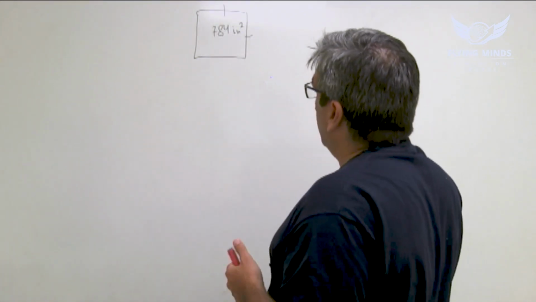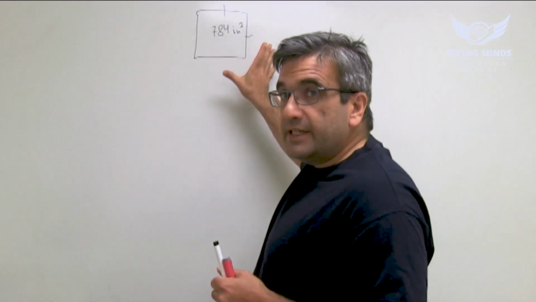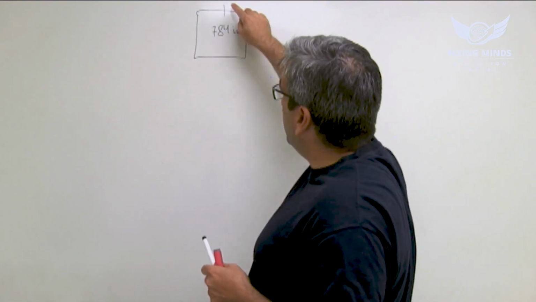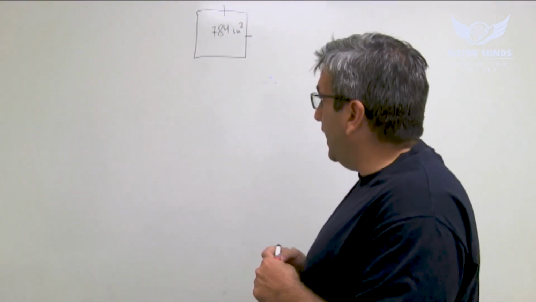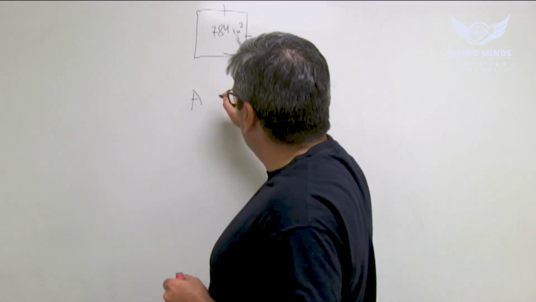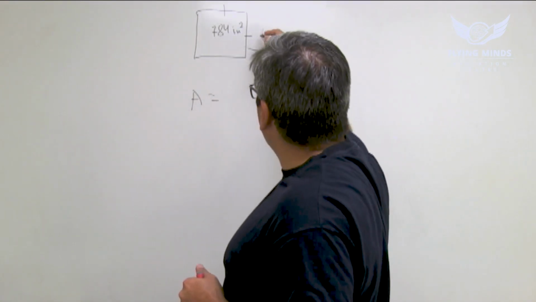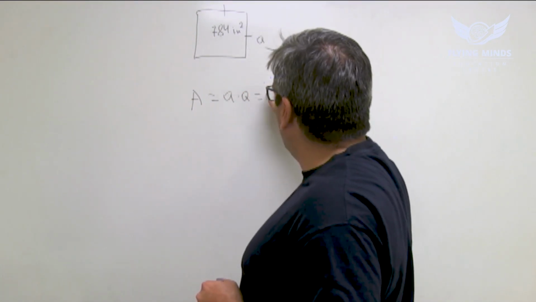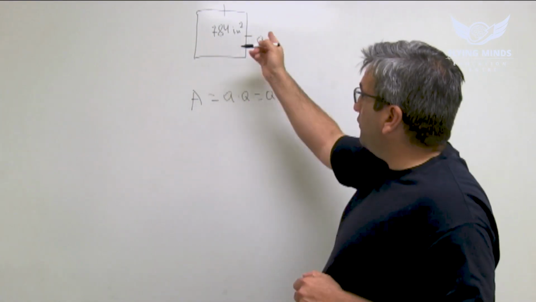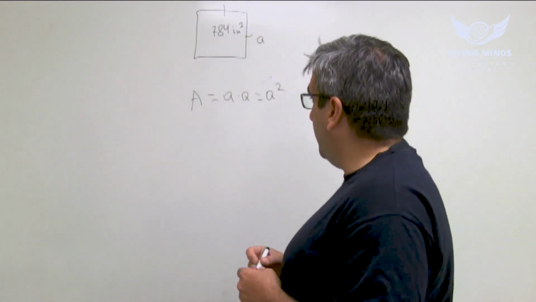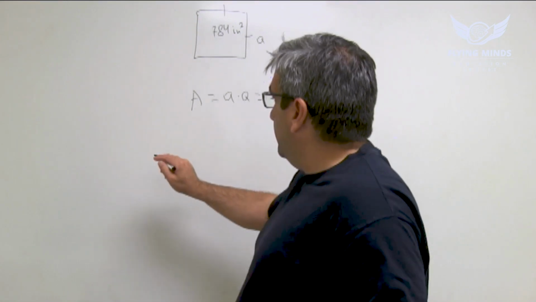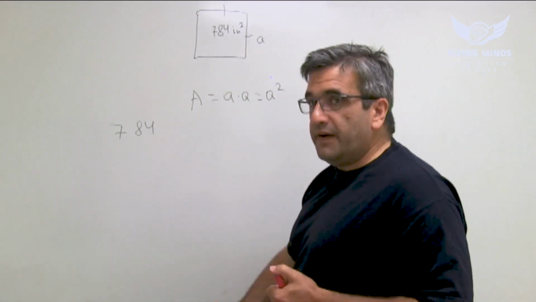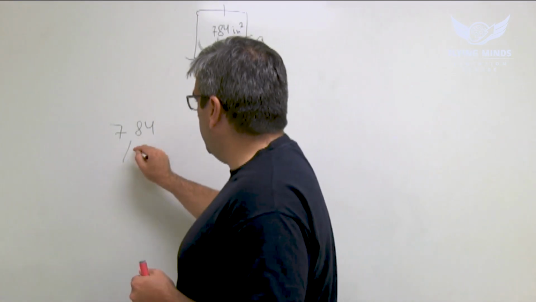Okay, so we know that a square has all sides equal, so each side has the same length. And we know that the area of the square, if we say each side is a, is a times a, or a squared. So how do we figure out the length of each side? Prime factorization. So we do prime factorization first of 784.